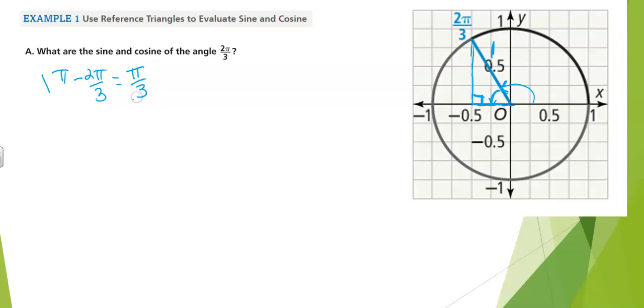It makes me hungry thinking about pies. Okay, so we call this the reference triangle and this the reference angle. So we'll call this pi over 3.